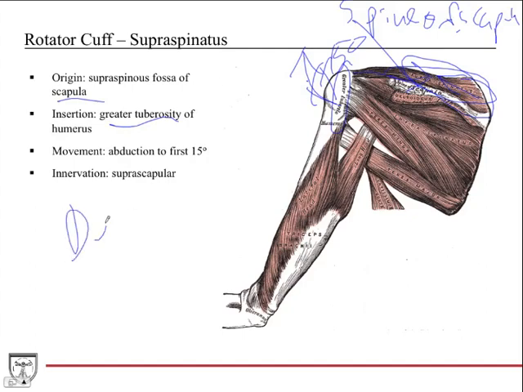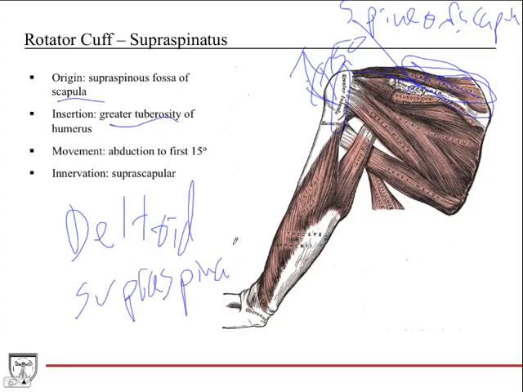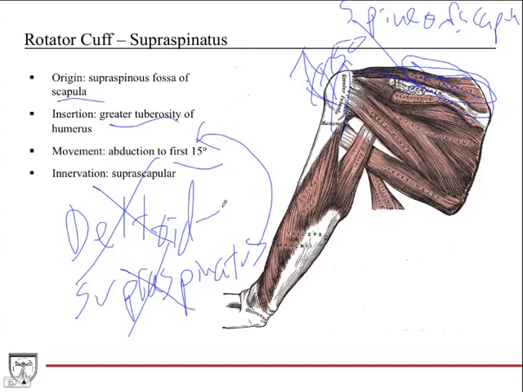We'll go over a little clinical thing here. It's deltoid and then supraspinatus, okay? If deltoid is out, but you still have supraspinatus, you can still abduct to the first 15 degrees. You just can't go past. Versus if you lose supraspinatus and deltoid is okay, you can't really abduct as effectively, because supraspinatus really helps with that first 15 degrees.